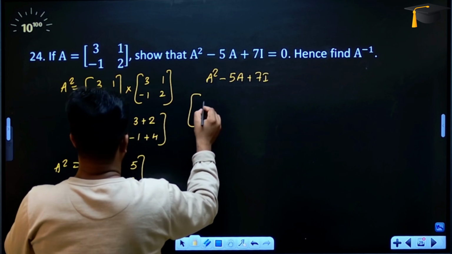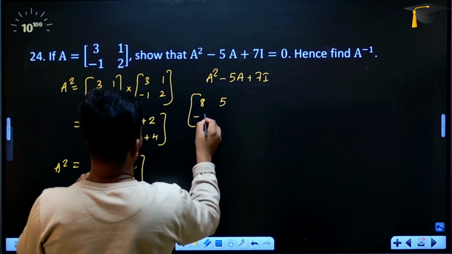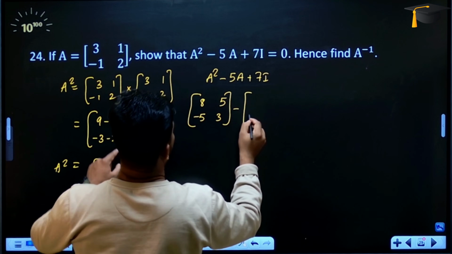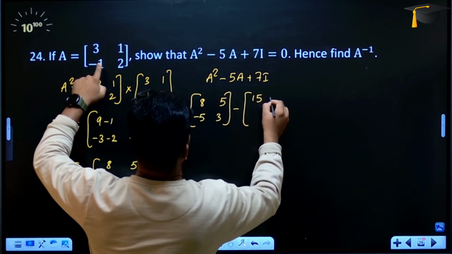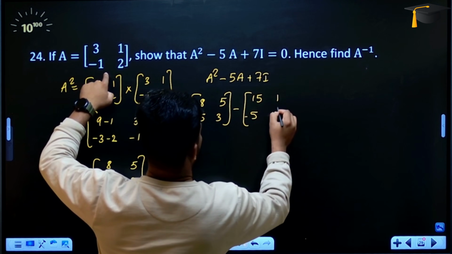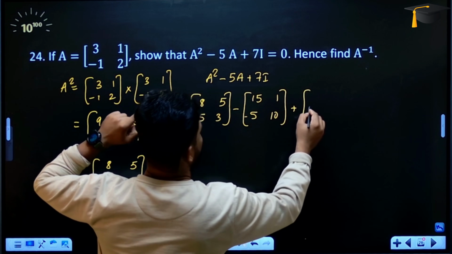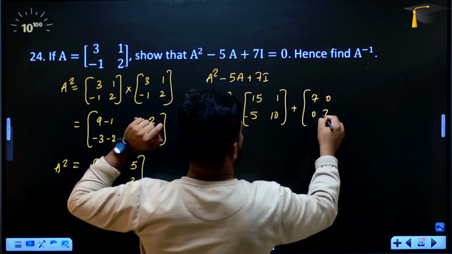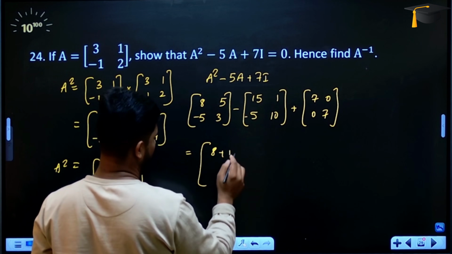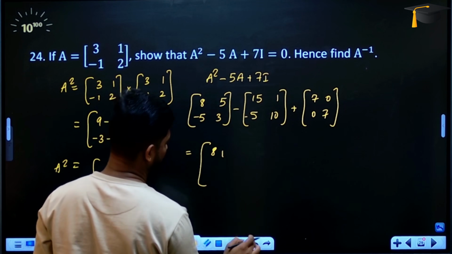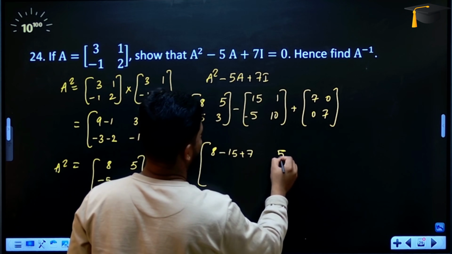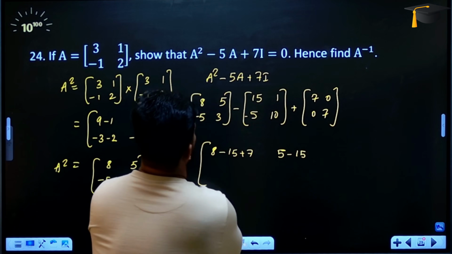A square is what? It is 8, 5, minus 5, 3, minus 5A. Okay, I'll just take 5A. So it is 15, 5, minus 5, and 5 2s are 10. And plus 7I. 7I means 7, 0, 0, 7. So now add all the first elements. So 8 minus 15 plus 7.